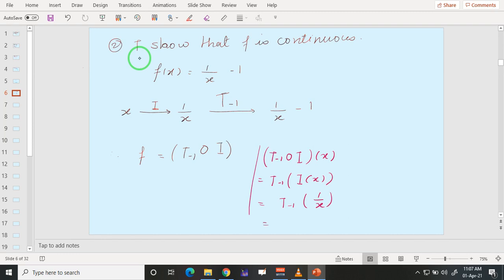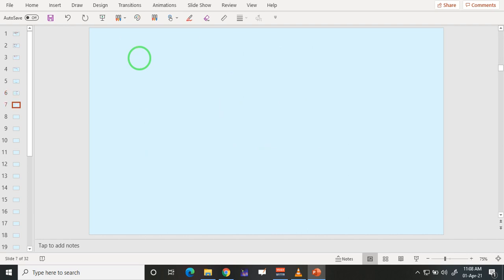And translation is defined to be x plus a. In this case, our a is minus 1, so it is 1 upon x minus 1. And that's how we get f. Okay. And therefore, f is equal to t minus 1 composite I, both inversion. You can show that if you don't know.